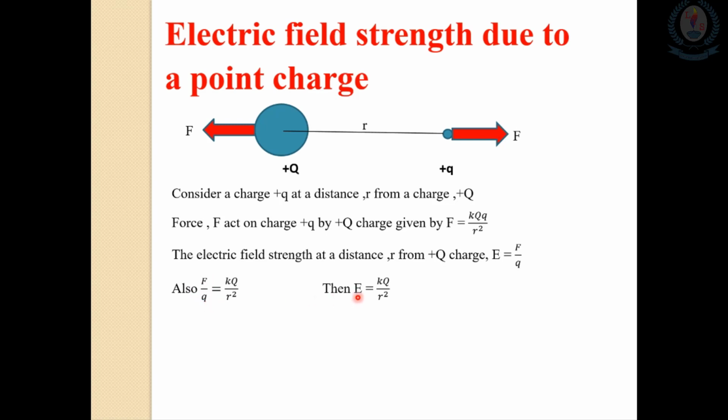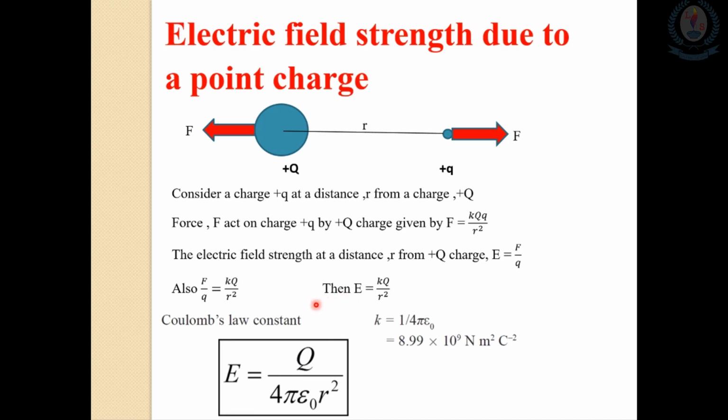So we can finalize the relationship as electric field strength E equals Q over 4 pi epsilon 0 r squared. Instead of 1 over 4 pi epsilon 0, we can use k, Coulomb's law constant. So E equals kQ over r squared, where 1 over 4 pi epsilon 0 is k.